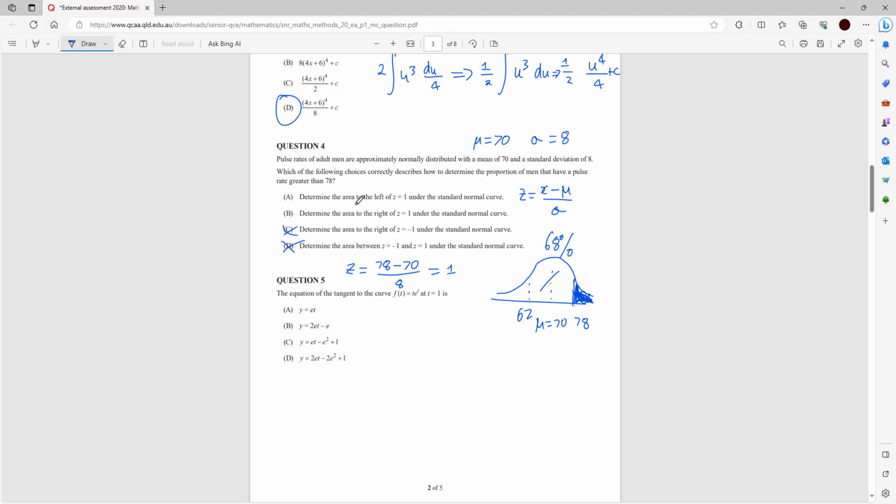Now you just got to read it. Determine the area to the left of z equals 1. So the left would be this region here, but I don't want that. I want to the right. So the answer is going to be B, because it's saying determine the area of the region z equals 1. That's my z-score equals 1. That's 78. That's what we just calculated. To the right, which is this area here. So the answer is B.